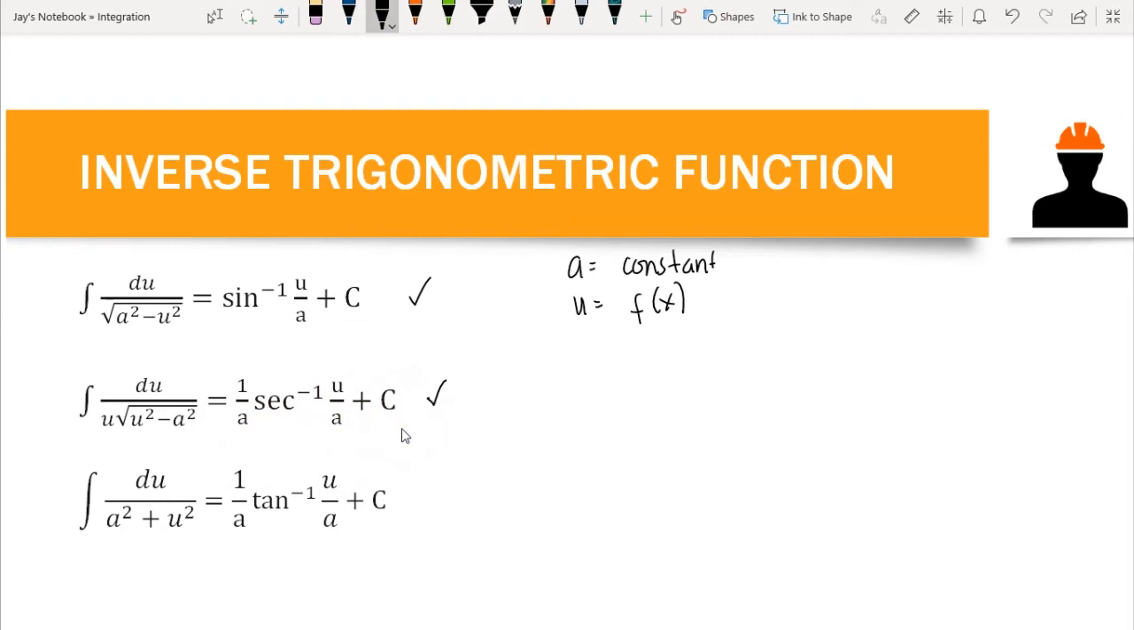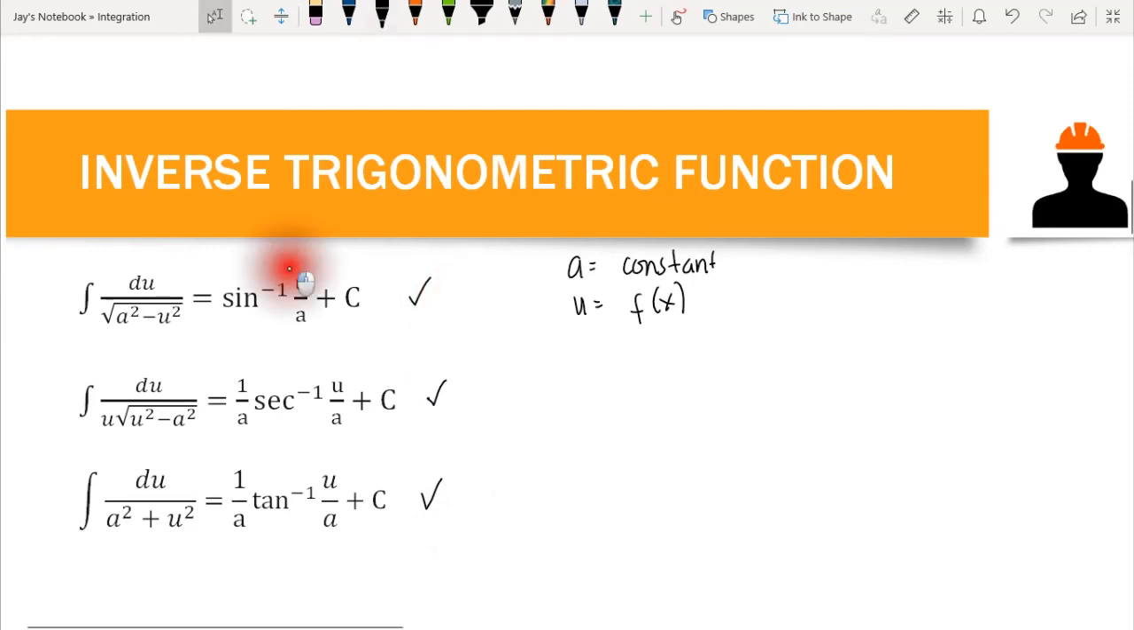And then lastly, we have the integration of du over a squared plus u squared is equal to 1 over a arctangent of u over a plus c. So this is the third rule. And these are additional integration rules.